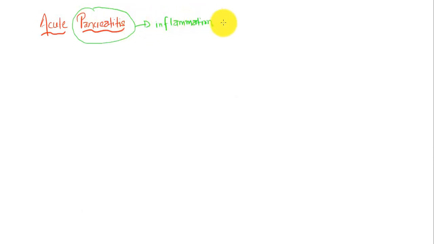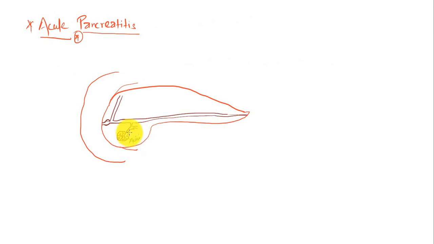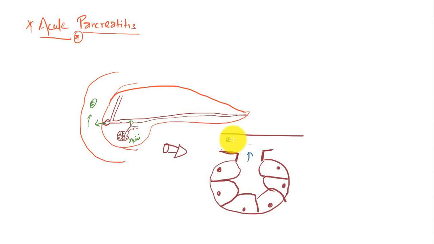Pancreatitis means inflammation of the pancreas, and acute means presenting as an emergency condition with abdominal pain. The acini of the pancreas secrete pancreatic enzymes into the duodenum, which helps primarily in digestion of fat. The enzymes in the duct are inactive, while in the duodenum they become active through kinase.